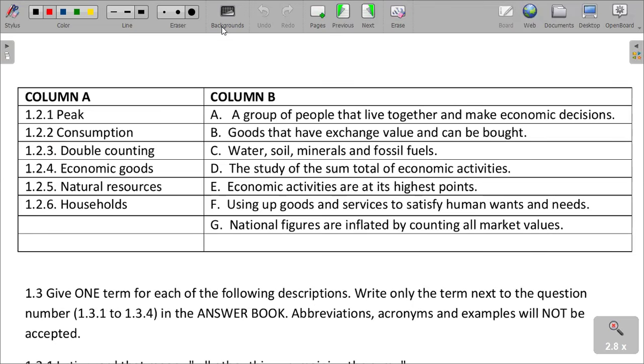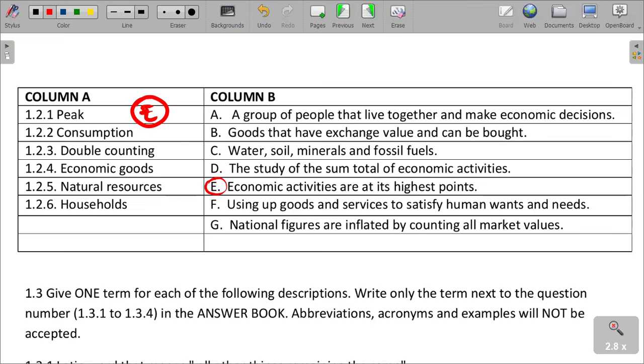Number 1.2.1, matching of terms. So a peak, as we just said, what is a peak? A peak identifies economic activities at their highest point. We call that a peak.